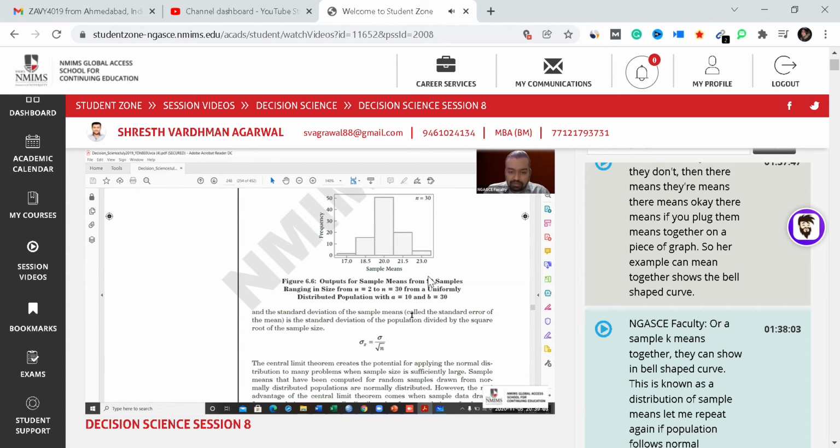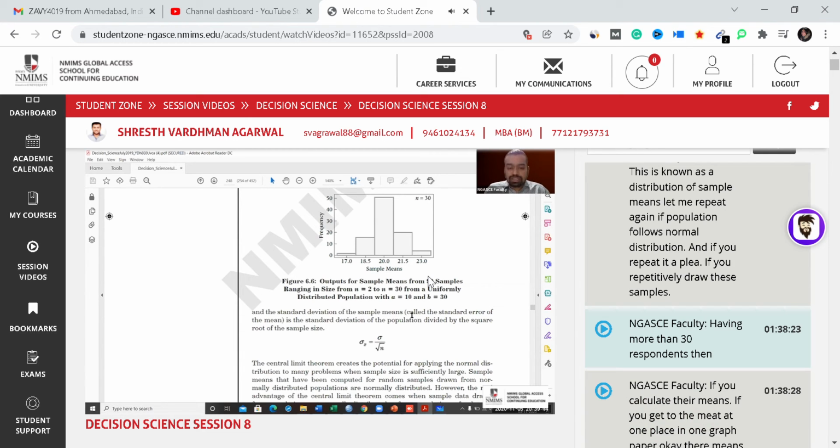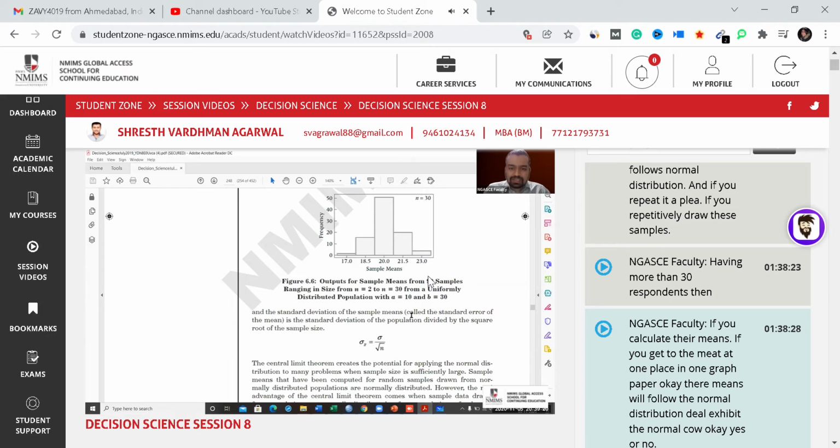Let me repeat again. If the population follows normal distribution, and if you repetitively draw samples having more than 30 respondents, then if you calculate their means and gather the means at one place in one graph paper, their means will follow the normal distribution. They will exhibit the normal curve.